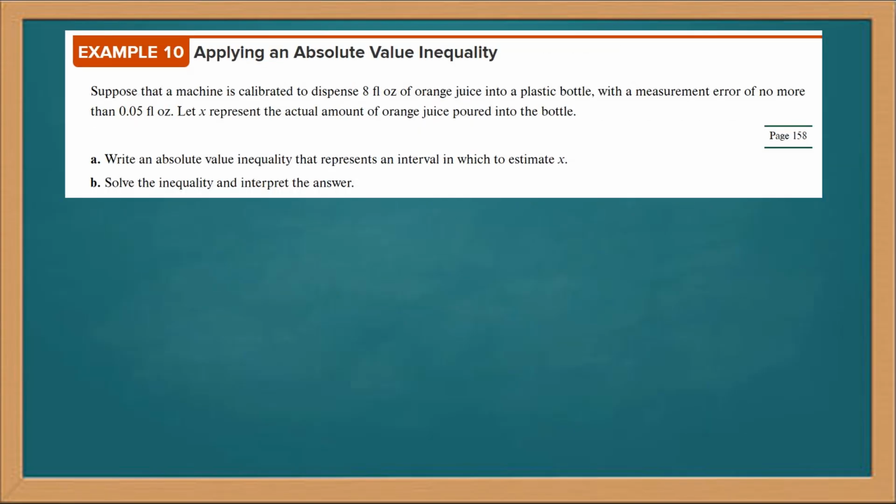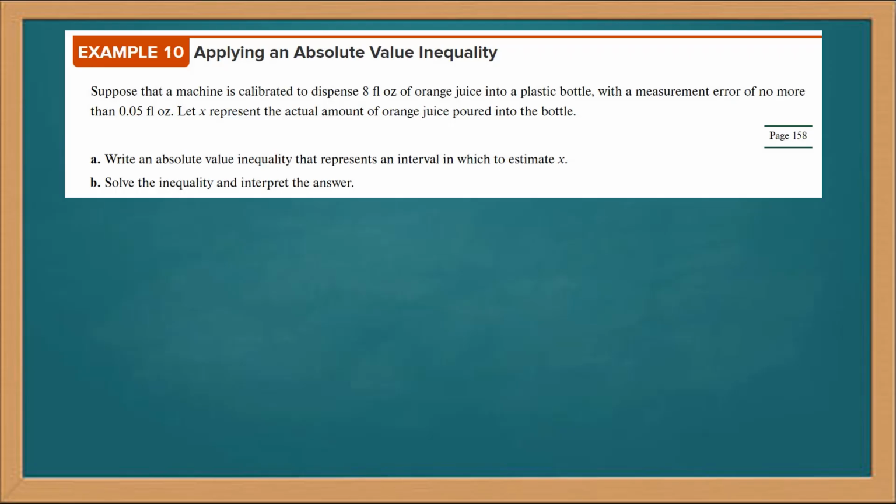Here we have another application. Suppose that a machine is calibrated to dispense 8 fluid ounces of orange juice into a plastic bottle with a measurement error of no more than 0.05 fluid ounces. Let X represent the actual amount of orange juice poured into the bottle. So the point is that, yes, it's supposed to pour in 8 fluid ounces in each bottle, but sometimes it's a little more, sometimes it's a little less. It's not a perfect machine. So the error is 0.05 fluid ounces. It might be 0.05 more, or it might be 0.05 less than 8 total.